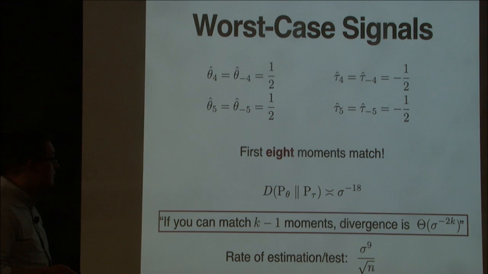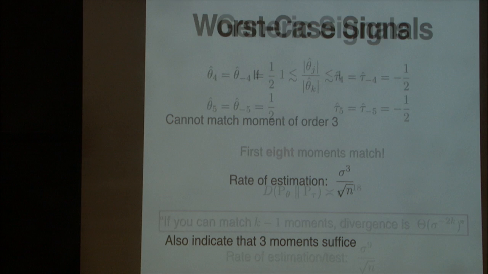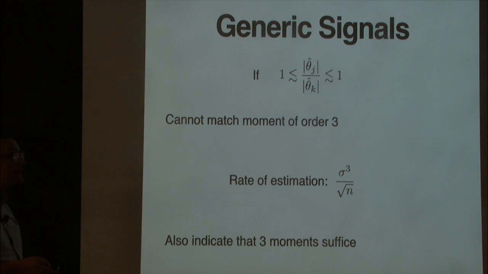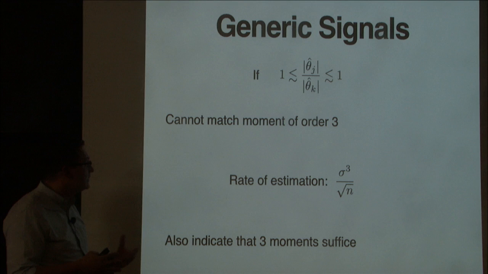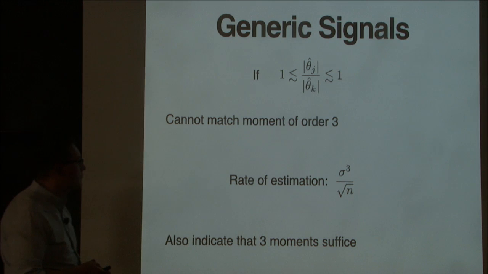Okay, but those are very specific signals, certainly not generic signals as I described. And so for generic signals, it turns out that you can actually show that you cannot match moments of order 3. So as soon as you look at your third order tensor, then you will be able to see which signal you're actually looking at. All right, so it becomes an injective map. And so the rate of estimation becomes sigma to the cube over root n. And it also indicates that 3 moments suffice.